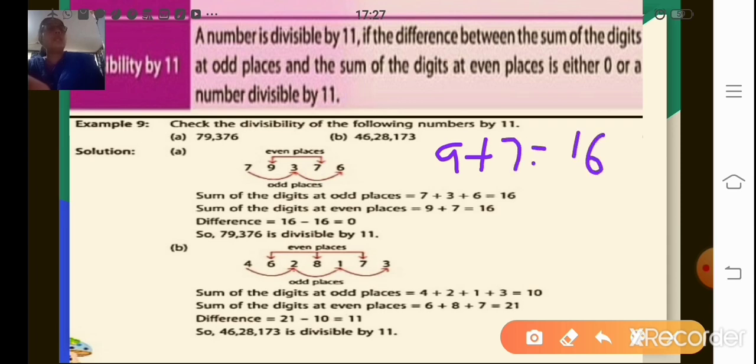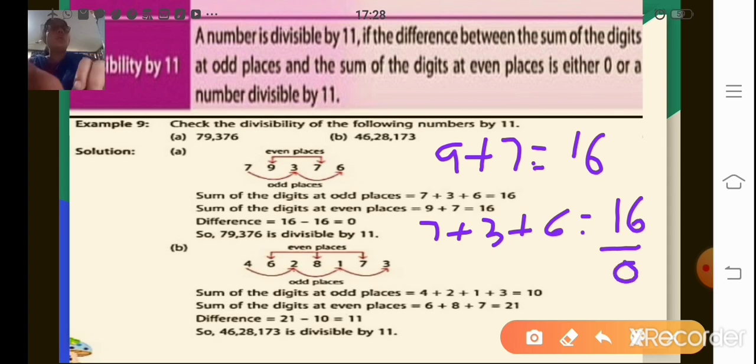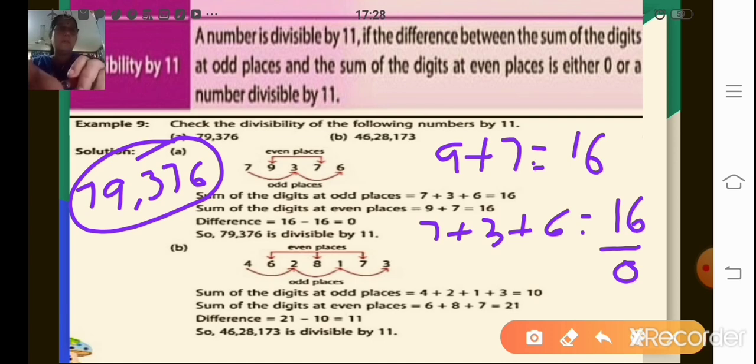is 16. Correct? Now take the odd places. 7 in first place, 3 in third place and 6 in fifth place. So 7 plus 3 plus 6 will again give you 16. Now 16 minus 16, you have to subtract it. 16 minus 16 is 0. So when you get the answer as 0, that means this particular number, 79,376, is divisible by 11.